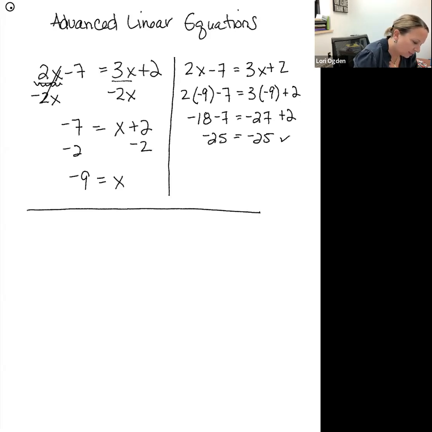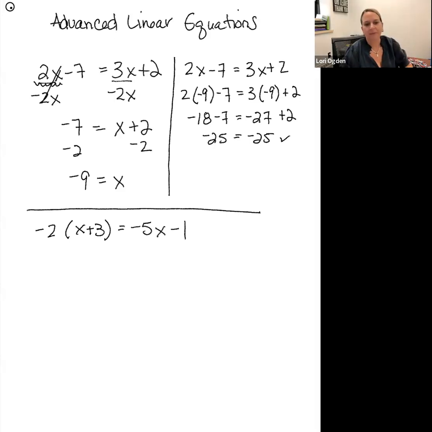Okay, let's try something else. What if we have negative 2 times (x plus 3) is equal to negative 5x minus 1? Okay, so first thing I want to do is let's get rid of that parenthesis using the distributive property. So that negative 2 will need to get multiplied to both terms inside the parentheses. So this becomes negative 2x, and then negative 2 and positive 3 when multiplied would give me a negative 6.